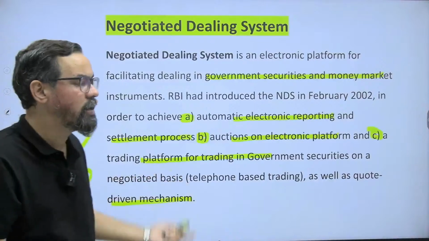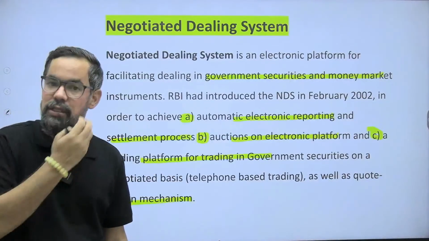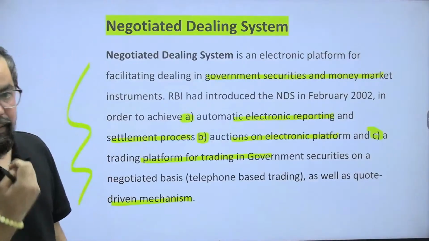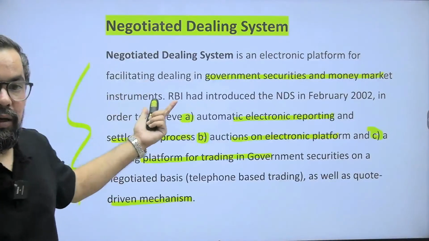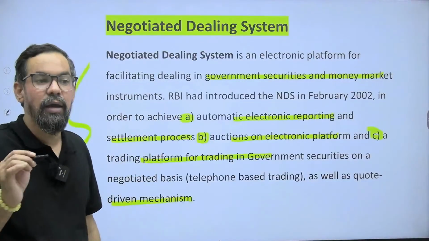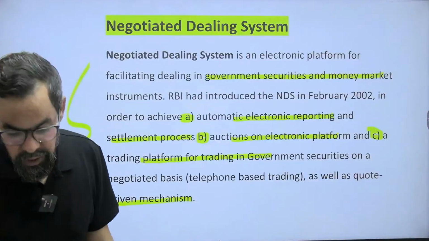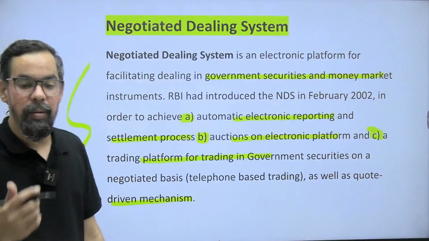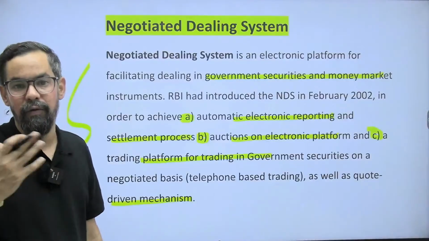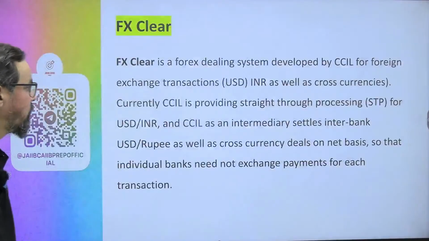So if a bank wants to participate in the auction conducted by RBI, they generally enter their bid through the NDS system, and for the payment and settlement purpose we use RTGS. RTGS is the tool for the overall payment things, that is real time gross settlement.